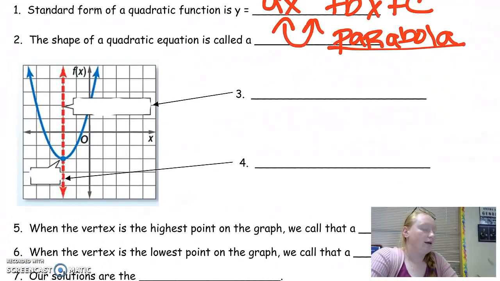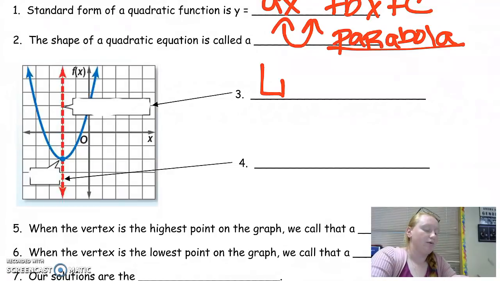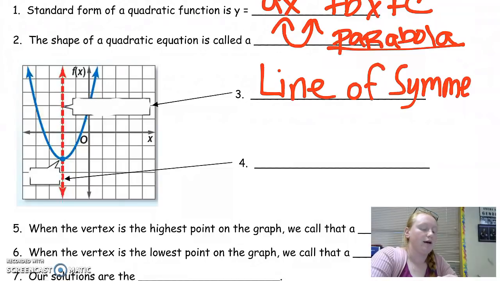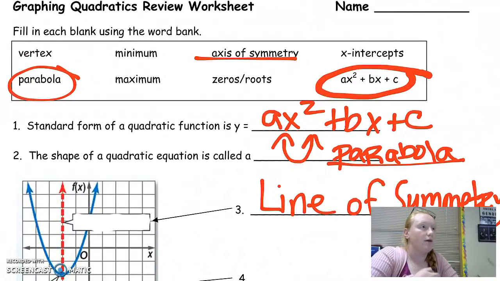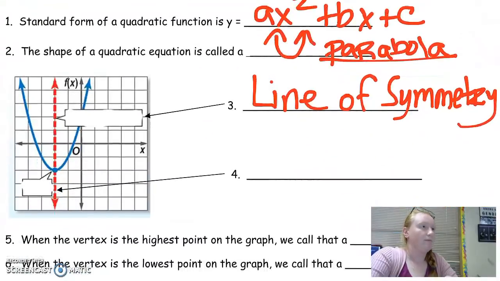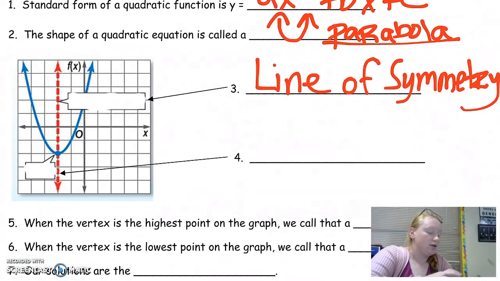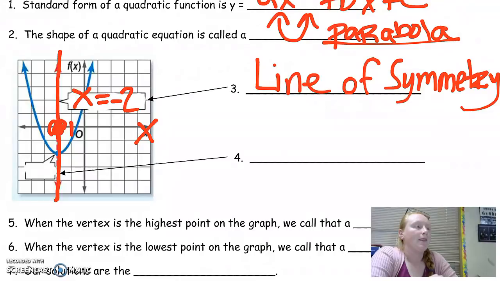Number 3 is pointing to what we call a line of symmetry or an axis of symmetry. I'm pretty sure the one up here says axis. I wrote line. That's okay. When I look at this line of symmetry, I would like you to fill in what it is. When I look at a line of symmetry, it hits my x-axis. So it's going to be an x equals, and you want to know when it hits the x-axis, which is right there, at -2.